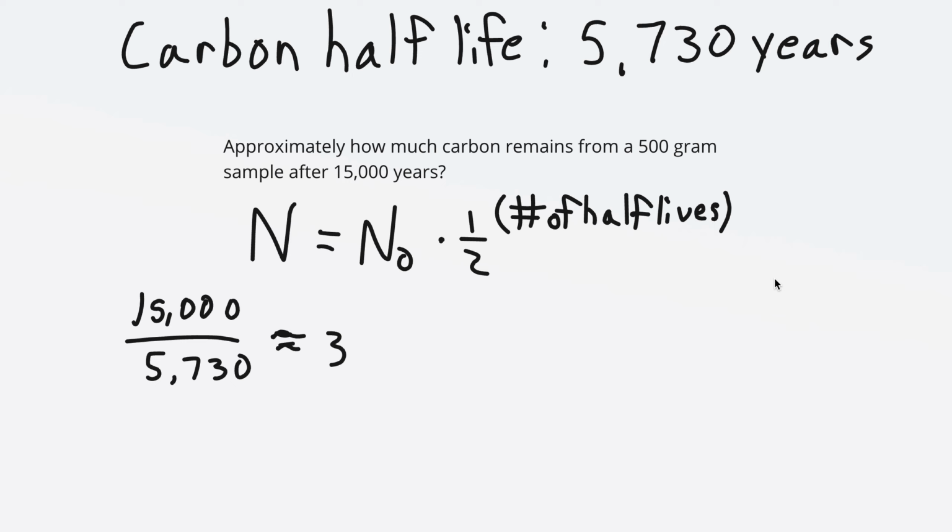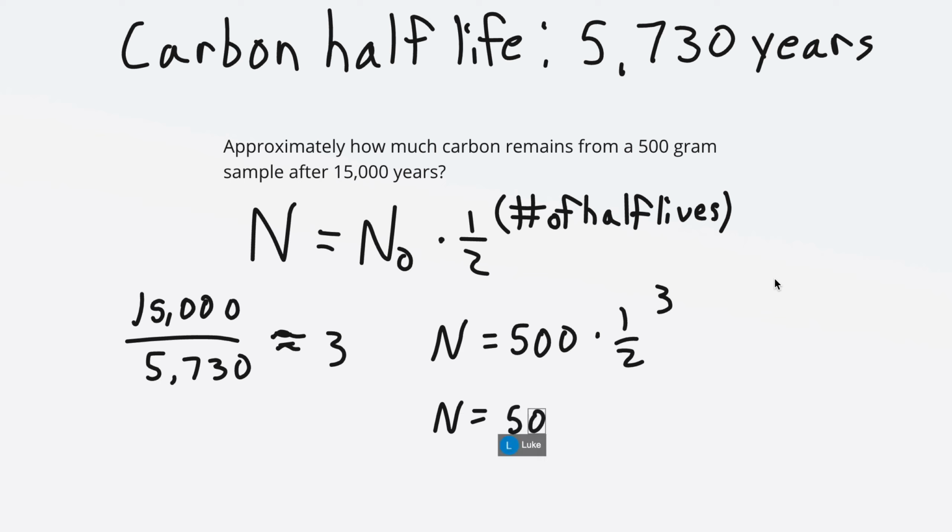And again, that is pretty generous rounding, but you'll be fine doing that for this test. And then we're just going to plug all of our numbers into this equation, which is going to give us N for the final amount equals 500 times 1/2 raised to the third. And that equals 500 times 1/8, which is the same thing as 500 divided by 8. And that equals 62.5 grams remaining.